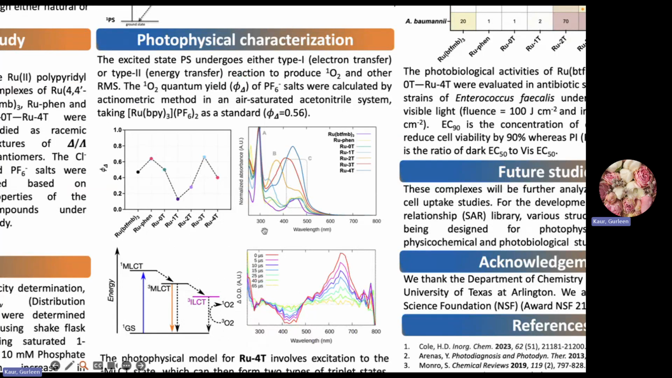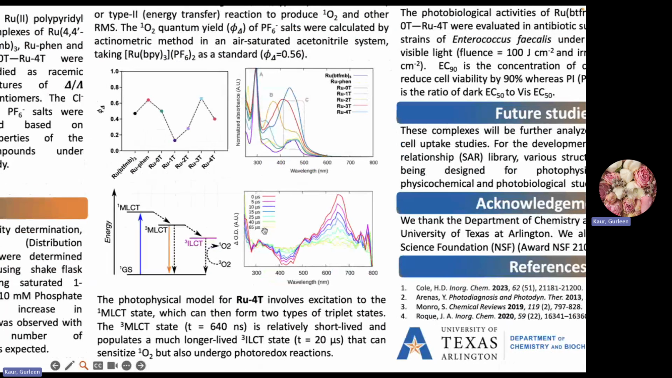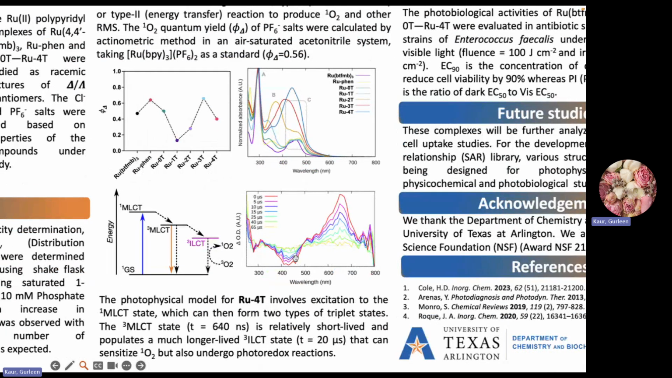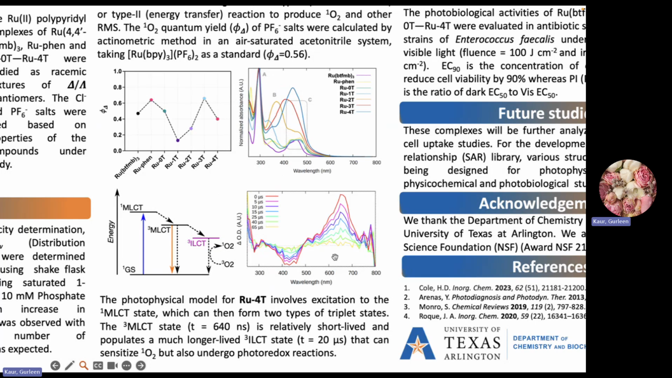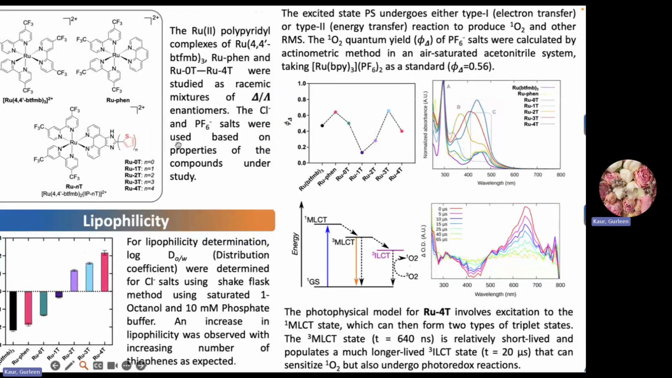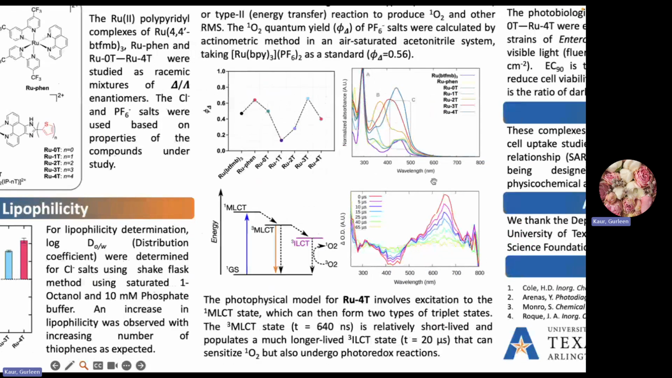For example, I'm showing just a representative diagram of the excited state spectra of a ruthenium molecule with 4-thiophene, like this one, with the 4 thiophenes attached here at the bottom. As you can see, we have a strong excited state absorption between 500 and 700 nanometers, and the lifetime of this excited state of the 4-thiophene molecule was actually increased up to 20 microseconds.